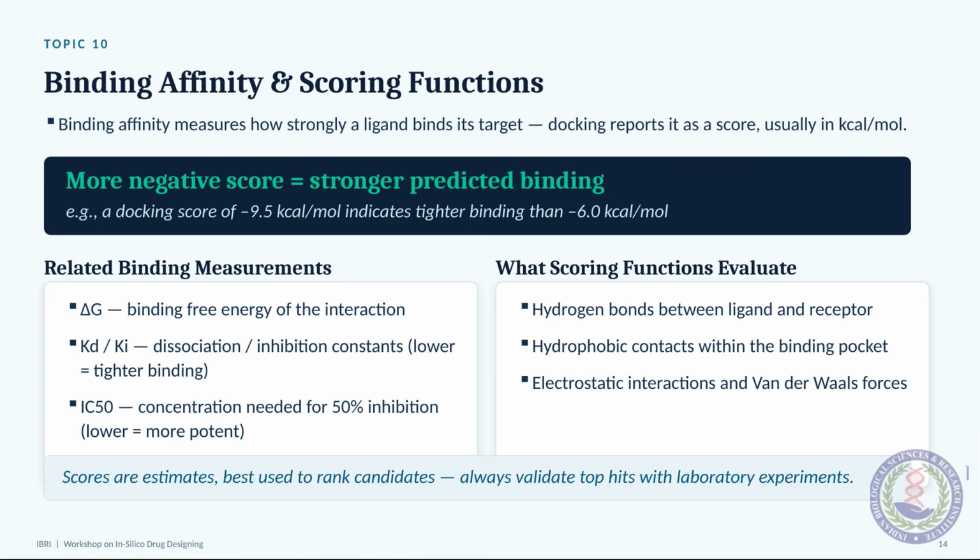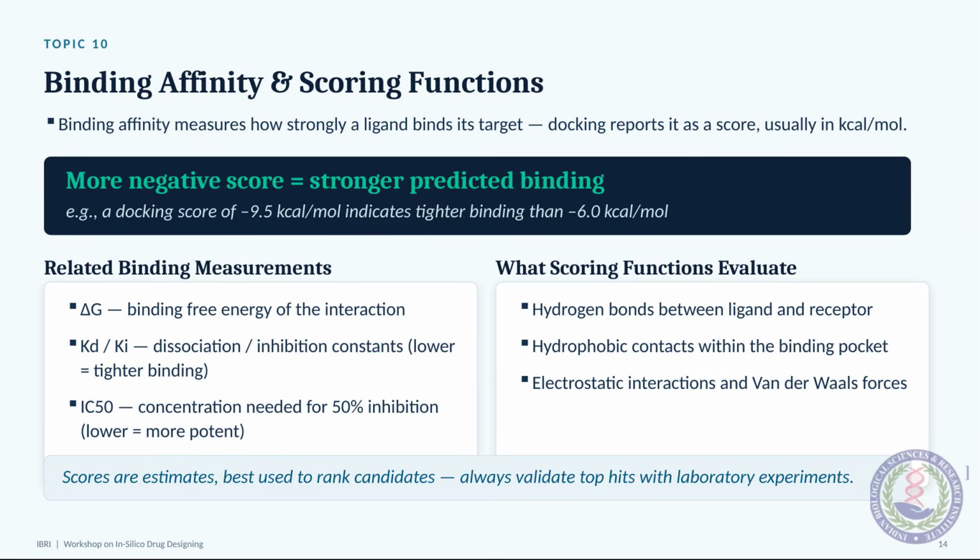Let's talk about binding affinity and scoring functions. Binding affinity measures how strongly a ligand binds its target, and docking reports it as a score, usually in kilocalories per mole. A more negative score means stronger predicted binding.